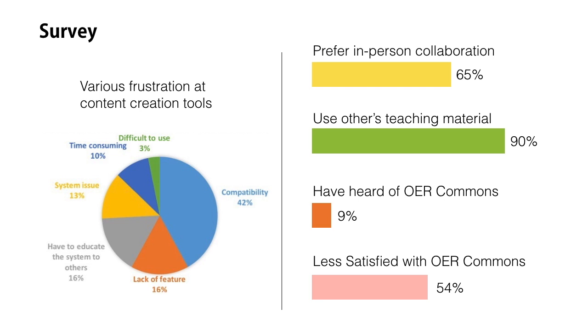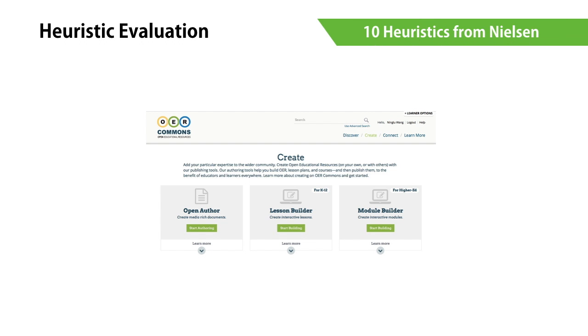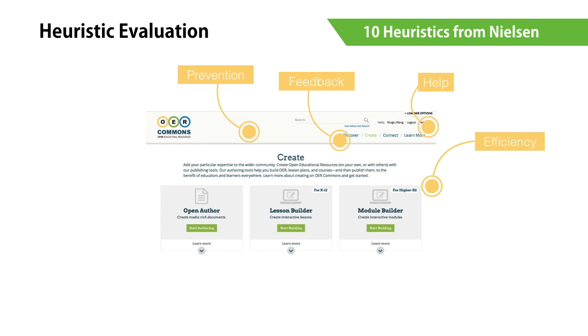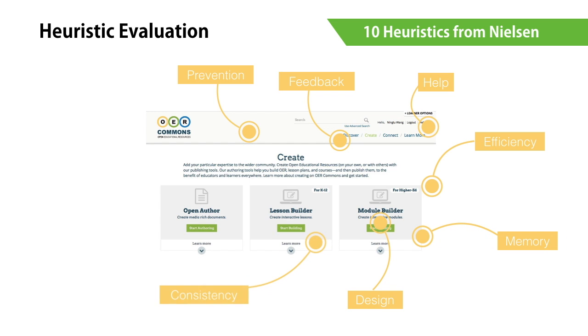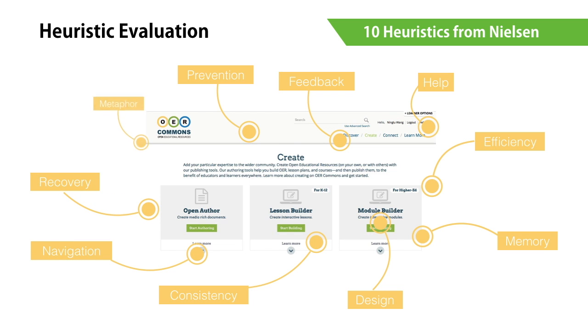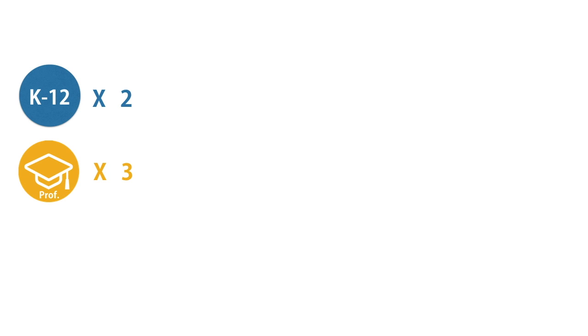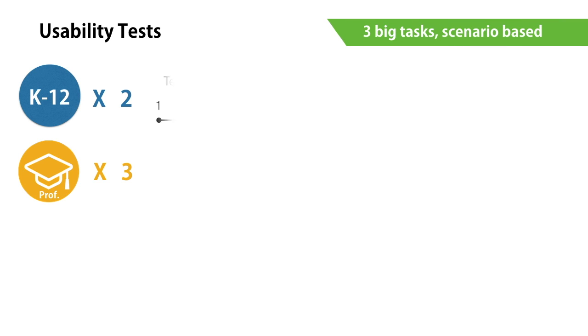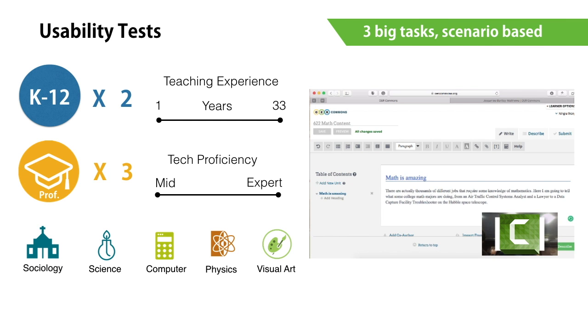We used the needs we identified during the survey to probe into detailed interactions with the authoring tools in OER Commons. We conducted the evaluation by applying Nielsen's 10 heuristics within our group. Each member evaluated the platforms individually before discussing as a group and agreeing on the key findings. After that, we successfully recruited 5 users to closely examine the authoring tools.